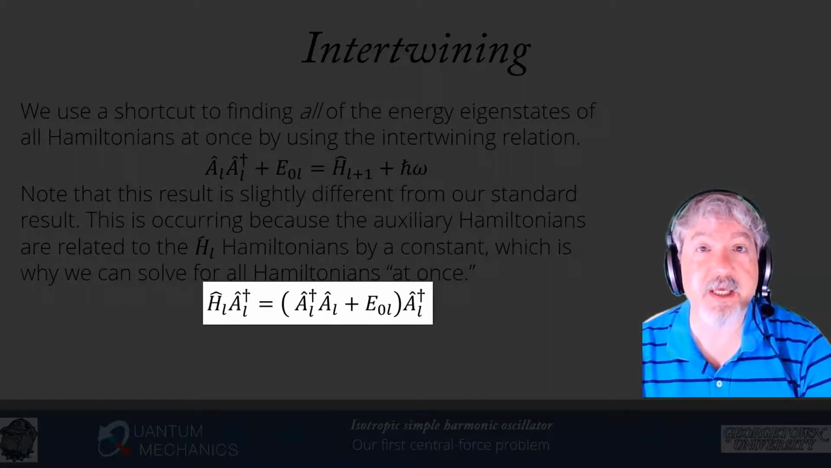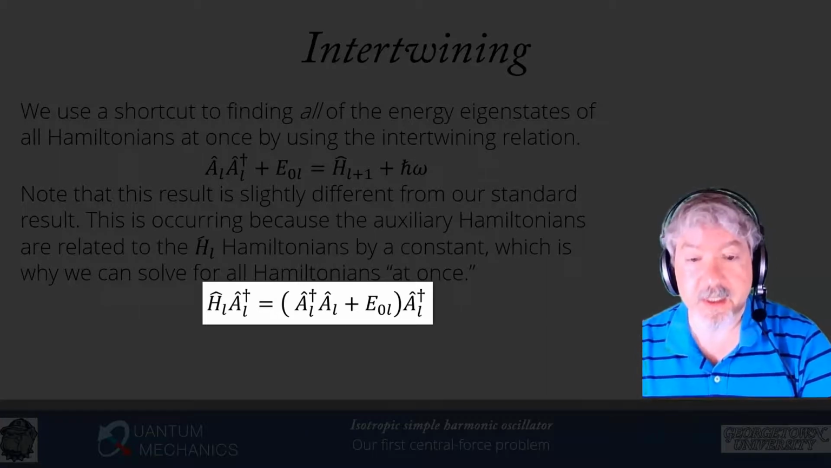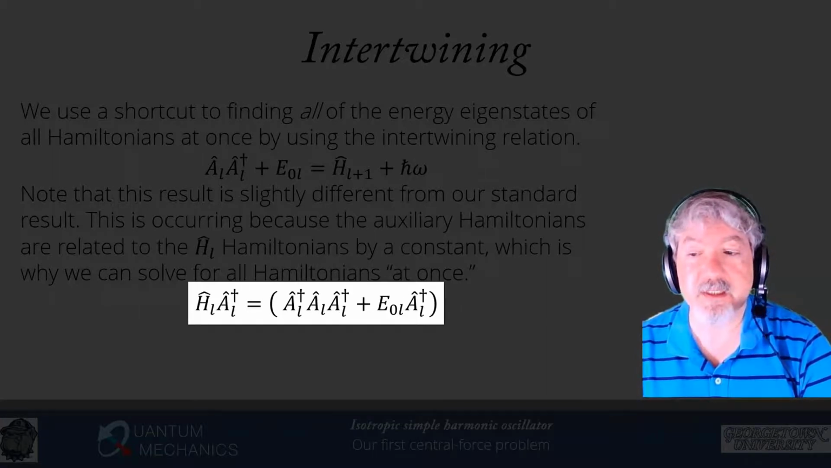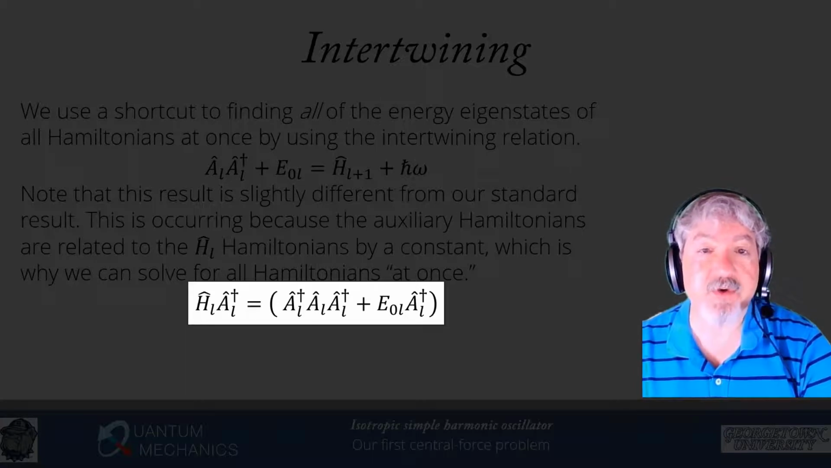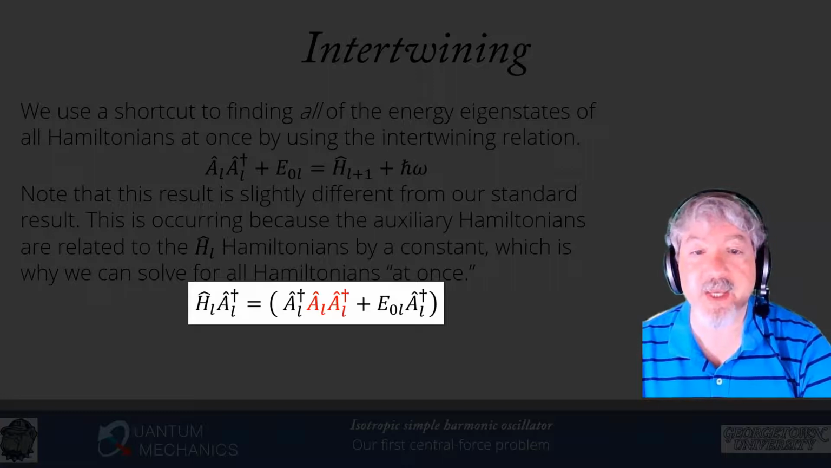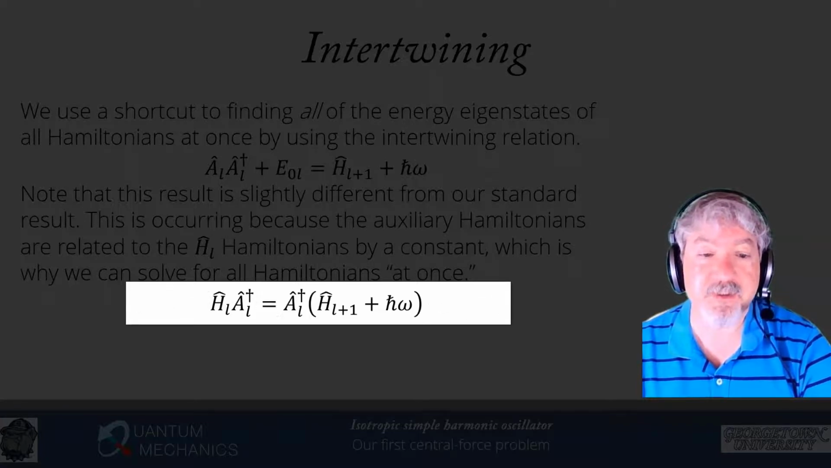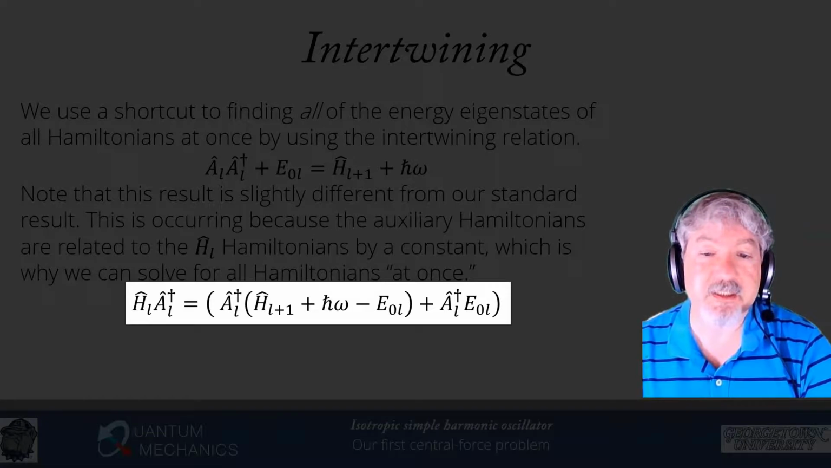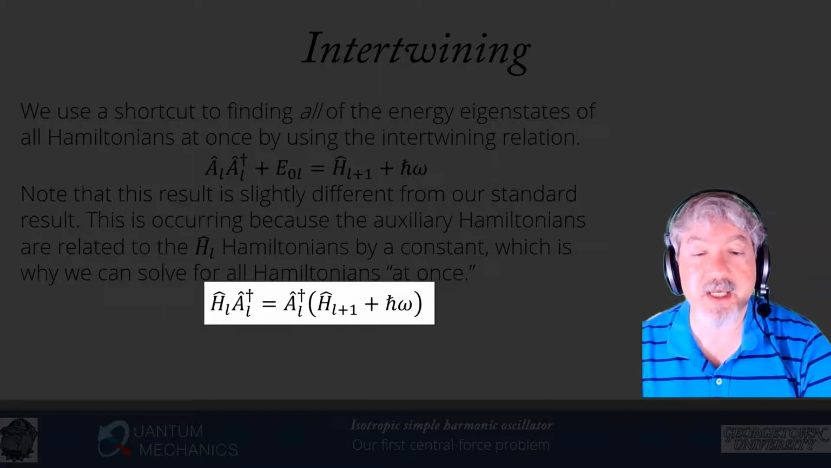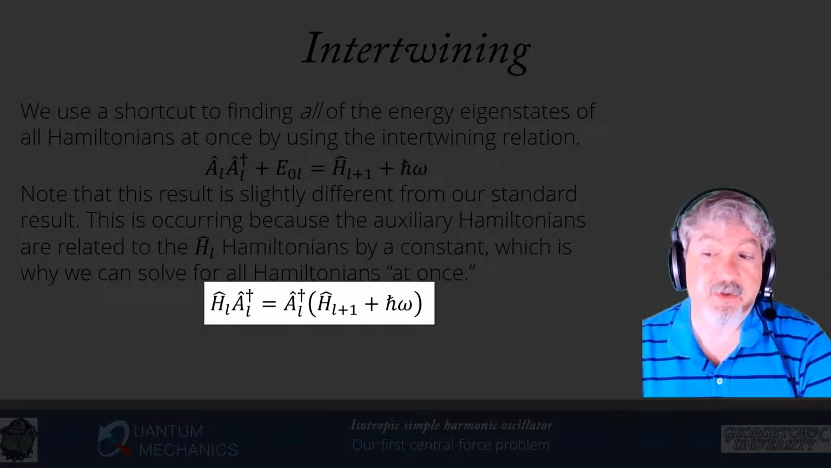That's A_L dagger A_L plus E_0L. Let us now put everything inside the parenthesis. And now let's focus on that A_L dagger term. If you look above, you can see I can rewrite that in terms of H_(L+1) plus ħω minus E_0L. And so I'm going to do that. And now I'm going to pull an A_L dagger factor out to the left. And you see that there's a cancellation of a minus E_0L and a plus E_0L. And I'm left just with that ħω. And this is our intertwining relationship.